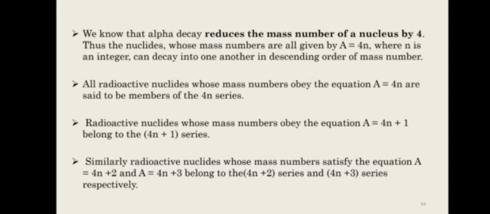Radioactive nuclides whose mass number obeys the equation A equal to 4n plus 1 belong to the 4n plus 1 series, and similarly the radioactive nuclides whose mass number satisfies the equation A equal to 4n plus 2 and A equal to 4n plus 3 belong to the 4n plus 2 series and the 4n plus 3 series respectively.